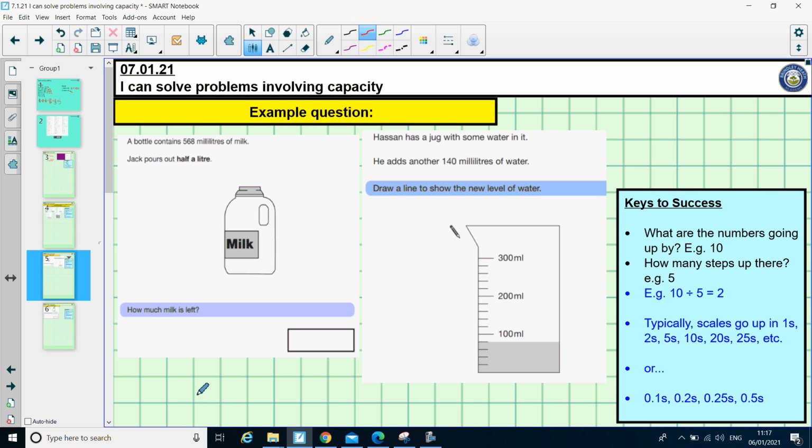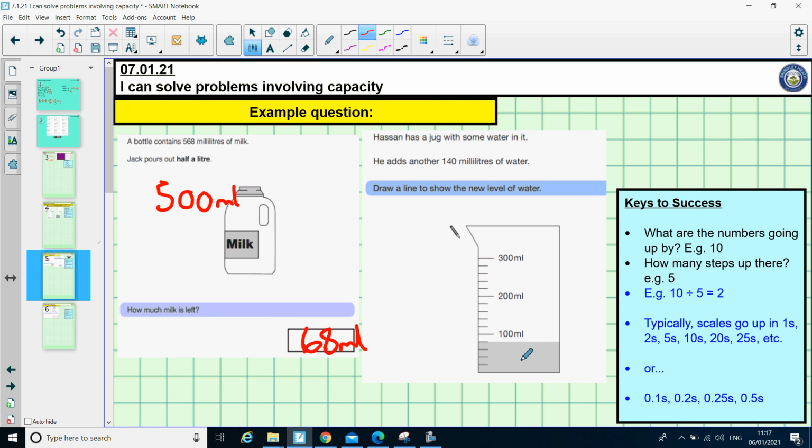So the first thing you've got to ask yourself is how many millilitres in half a litre? Okay, because he's pouring out half a litre, but we need to know that in millilitres. So what is half a litre in millilitres? Hopefully you know it's 500 millilitres. Now it makes the question a little bit easier for us. We've got 568 millilitres to start with, but he pours out 500. Okay, so you probably can see that there are 68 millilitres left then in the milk bottle.